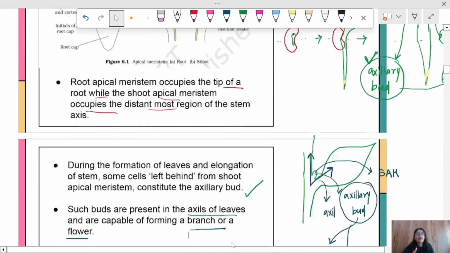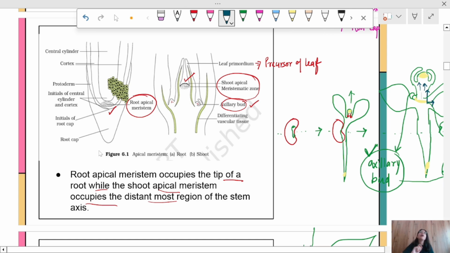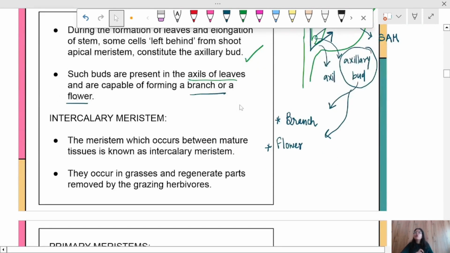You can see I have given a diagram here. Some of the cells were left behind in this area itself when this was growing up, right? Those cells which are positioned near the nodes will become intercalary meristem, and those meristematic cells which are present in the leaf axil will become axillary bud. The meristem which is present between the mature tissue is called intercalary meristem, and they occur in the grasses and regenerate the lost part which is removed by grazers, or herbivores.